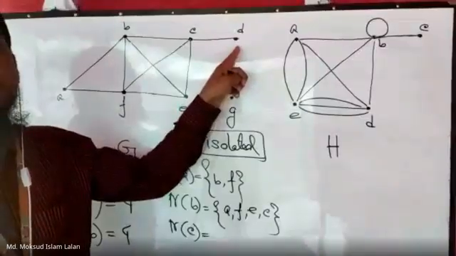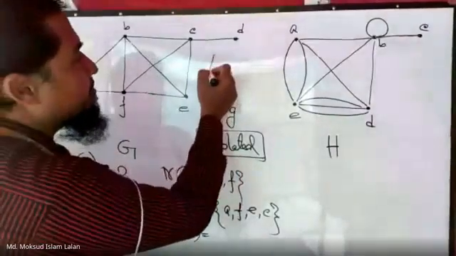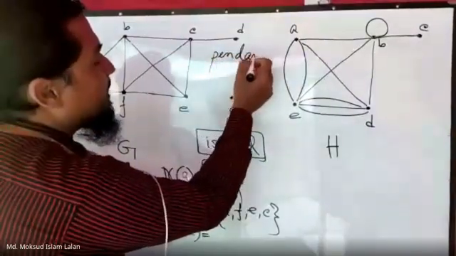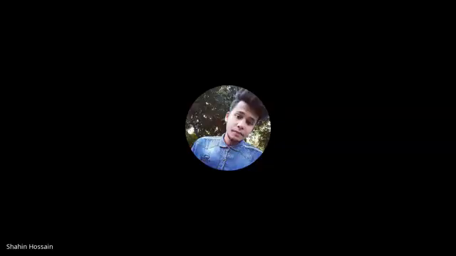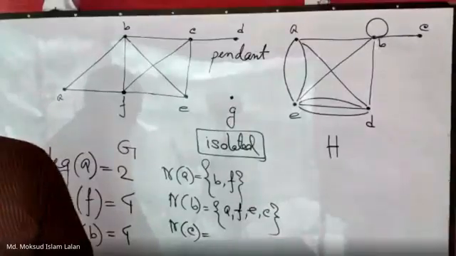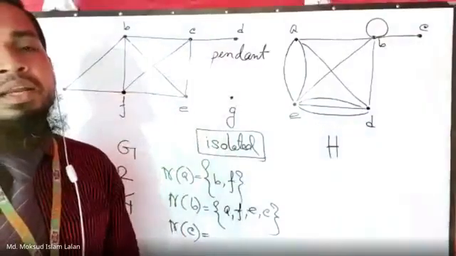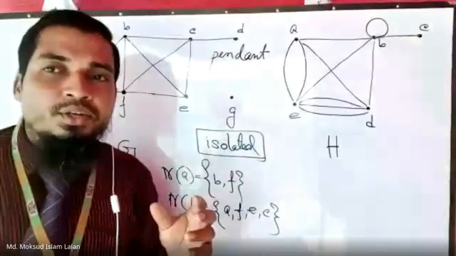Here the degree of D equals what, dear student? What have you written? 1. So it has a specific name. It's called a pendant vertex. If the degree of any vertex is 1, then that is a pendant vertex, right? If the degree is 0, that is called an isolated vertex.